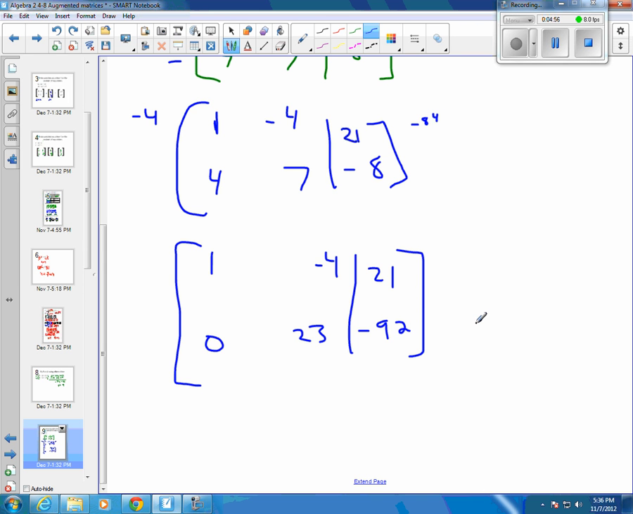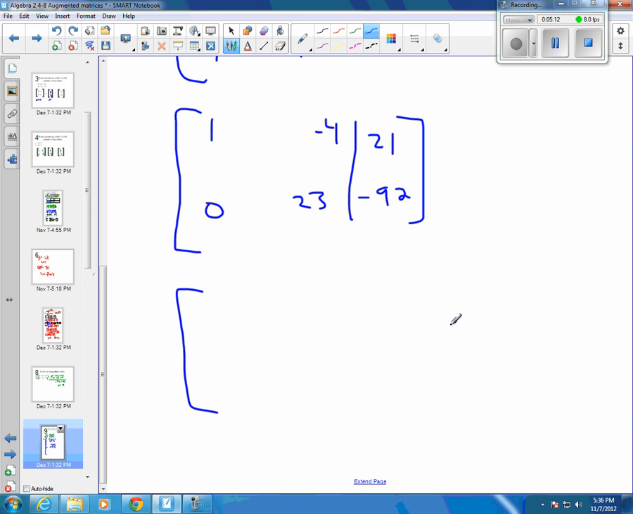Okay, so far so good. I've got my 1, I've got my 0. I would like this to become a 1 if at all possible. So if I just divided everything here by 23, that would get that into a 1. So let me rewrite my first equation. So 1, negative 4, 21. And I'm going to divide this bottom equation, both sides, by 23. So 0 divided by 23 is 0. 23 divided by 23 is 1. And negative 92 divided by 23 is a negative 4.